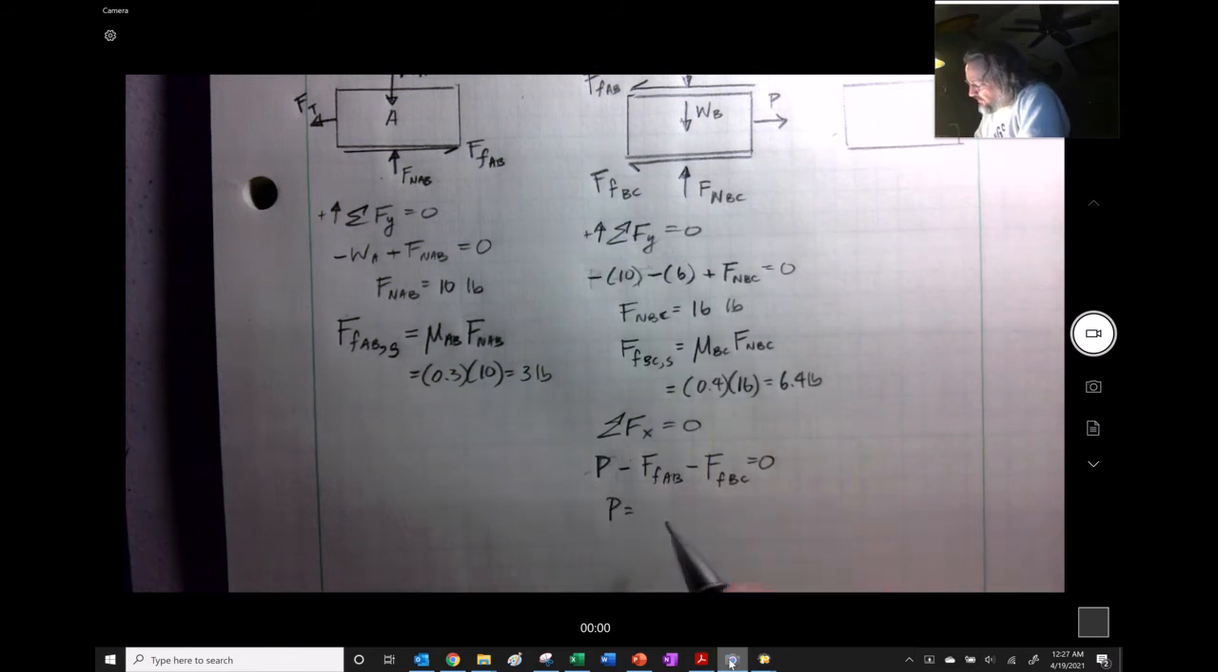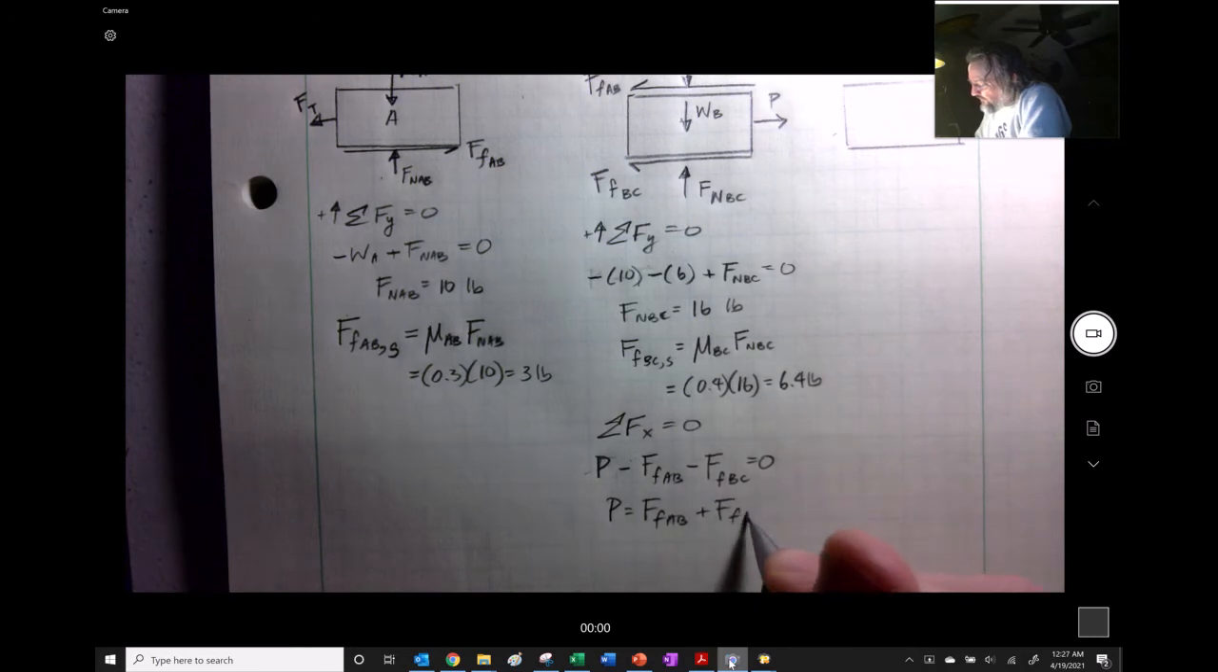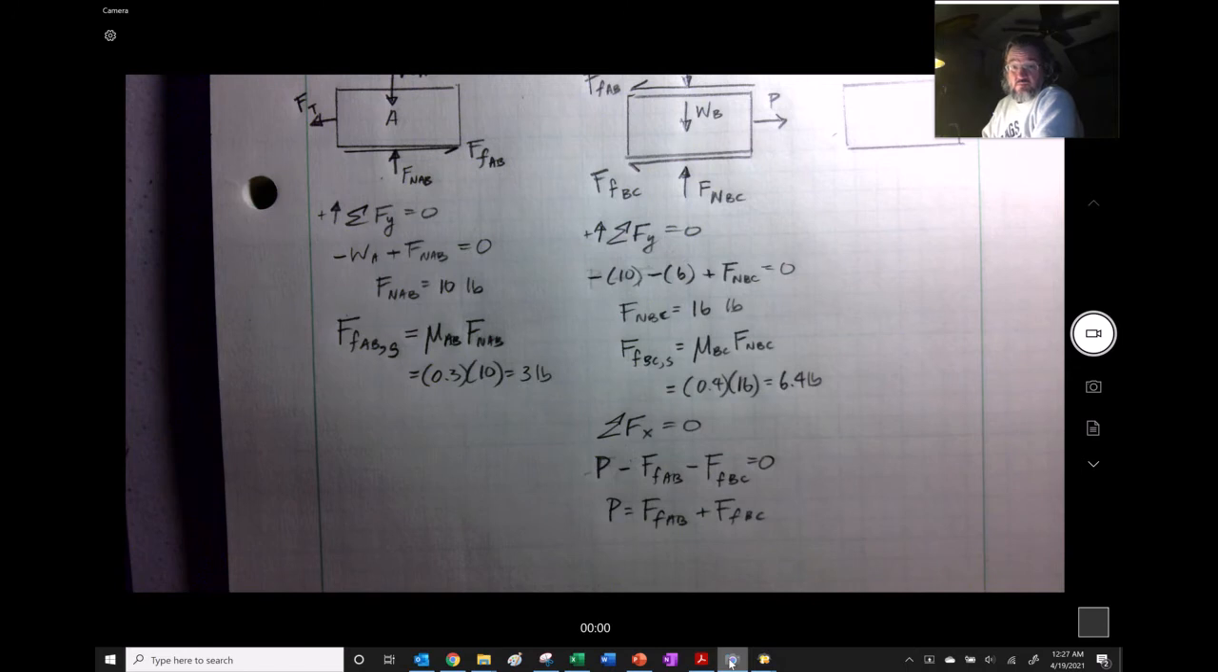So P is equal to F_FAB plus F_FBC. We don't know either one of these yet. But for movement to happen, this has to be true, right?